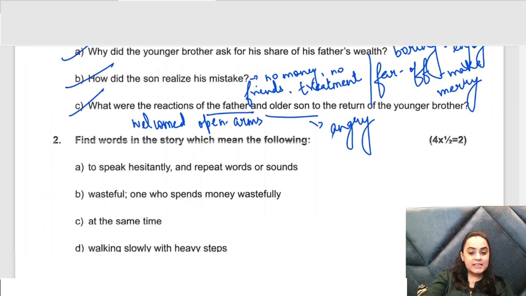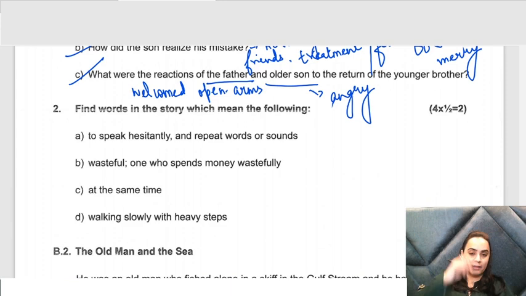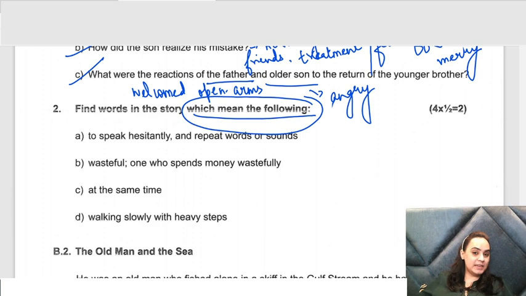Okay, now the second type of question that we have on the basis of the passage is: find words in the story which mean the same as the following. So you have to find words which have the same meanings as given to you below. To speak hesitantly and repeat words or sounds. So what do we mean by speaking hesitantly? The word from the passage that we have read is stammer.